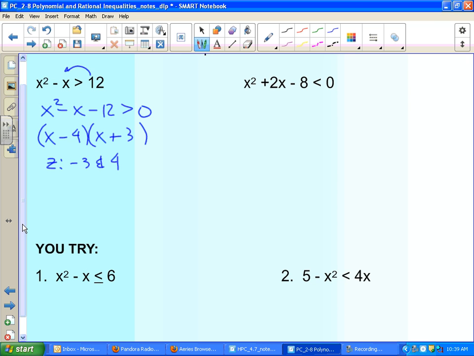So my sign chart now says we're going to look at everything left of negative 3. We're going to look in between negative 3 and 4. And we're going to look to the right of 4. And I'm going to put in some test numbers and see what kind of numbers I get. I don't care about the number part, but I care about whether it's positive or negative. That's it. Don't need to know the number.